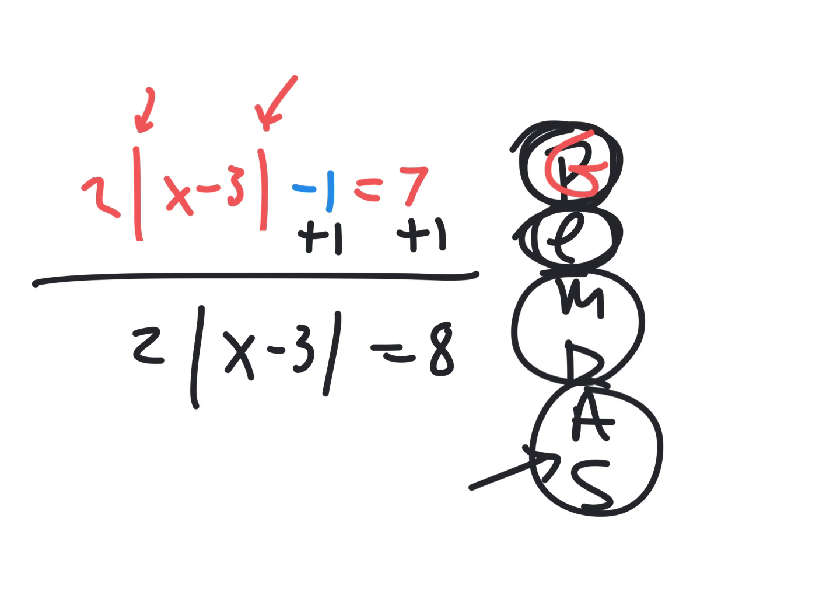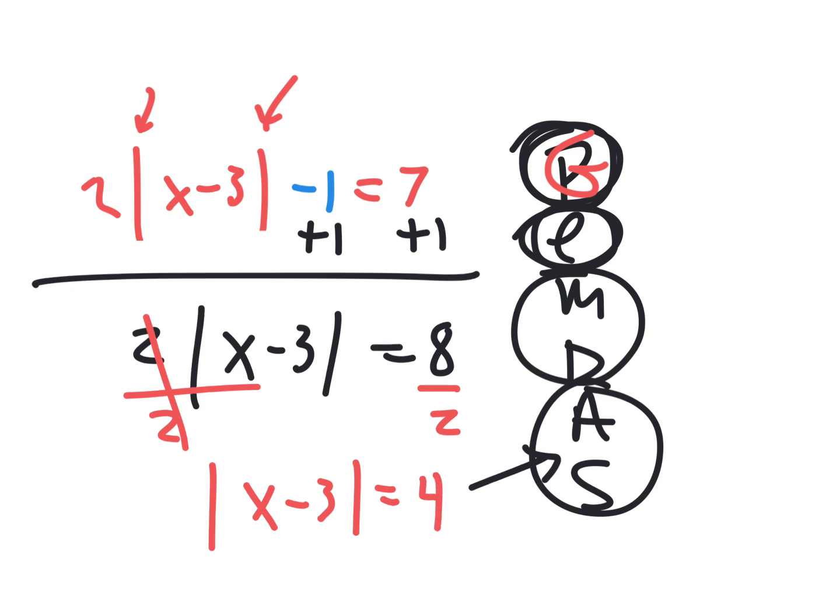Why don't you pause for a second right here and see if you can finish this one up without my help. We'll see if you get the same thing I do. Okay, let's see if you did it the same way that I did. Absolute value of x minus 3 is equal to 8 divided by 2, which is 4.